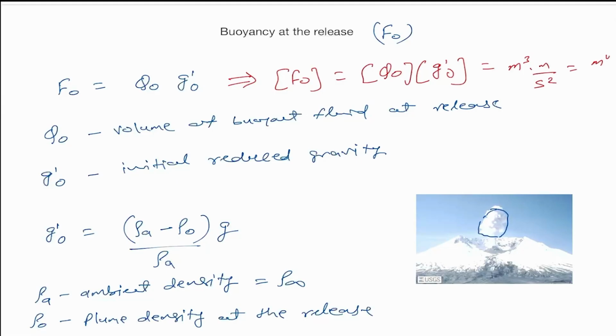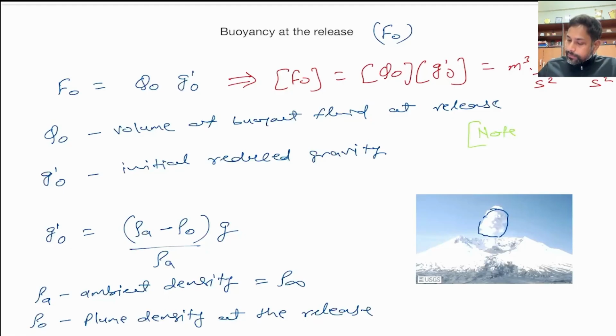So basically that gives us meter to the power 4 second square. Okay, so this is the unit for F naught. Whereas if you remember B naught that we had studied, note, B naught was per second cube. So now you will see that F naught is actually B naught per unit time. So B naught was the buoyancy flux, whereas F naught is just the buoyancy. It's not per unit time, it's just the buoyancy. Okay, so that is the relation between B naught and F naught.